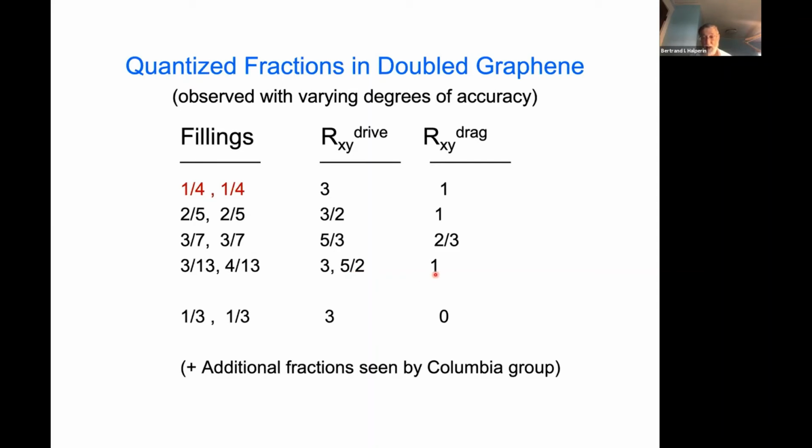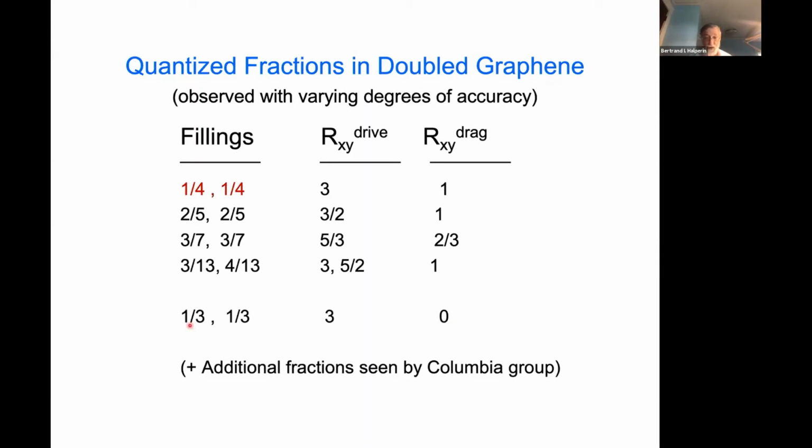There's actually a theorem that comes from Onsager, which tells you that it doesn't matter which layer you measure the drag resistance, and that one happens to be 1. And then at 1/3, 1/3, we have a drive resistance of 3 and a drag resistance of 0. Okay, so this one isn't very interesting.